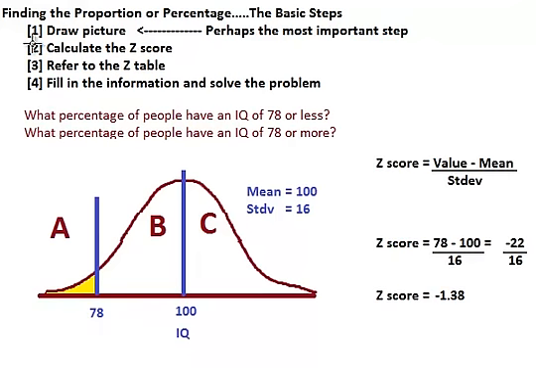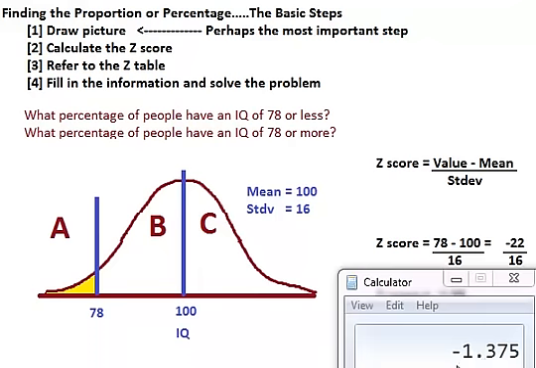Our step number two then is calculate the z-score, which as mentioned is the number of standard deviations a value is away from the mean. Here's our z-score formula. It is value, which would be the 78, minus the mean, which is 100, divided by a standard deviation, which is 16. So we work it out as 78, the value, minus 100, the mean, divided by the standard deviation of 16. That comes out to be negative 22 over 16.